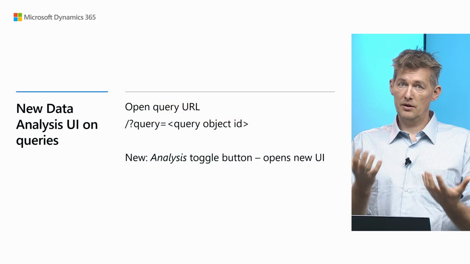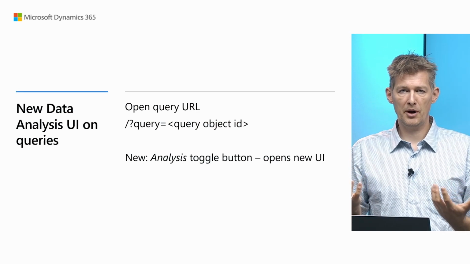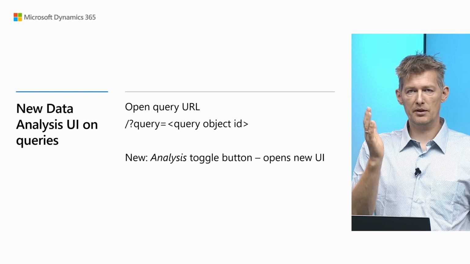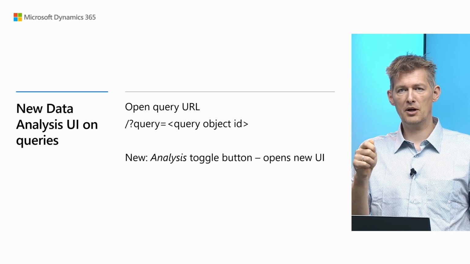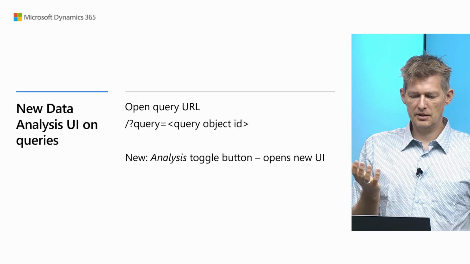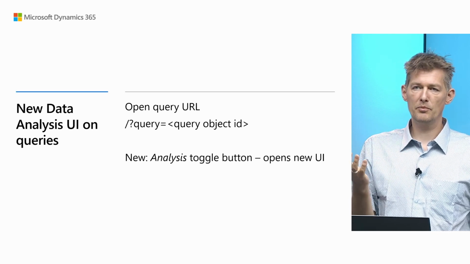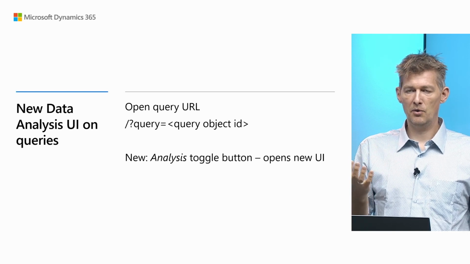So you always had in Business Central the ability to open a query on the URL with /query= the query ID. But the new thing is that this now comes with the same analysis toggle, and it opens the same UI now on queries. Let's try just to see that. It's going to be a boring demo because it looks exactly the same way as data analysis on lists.